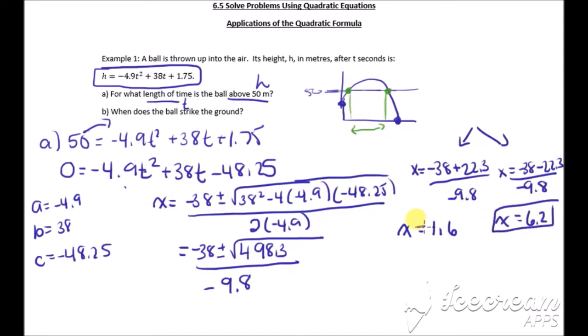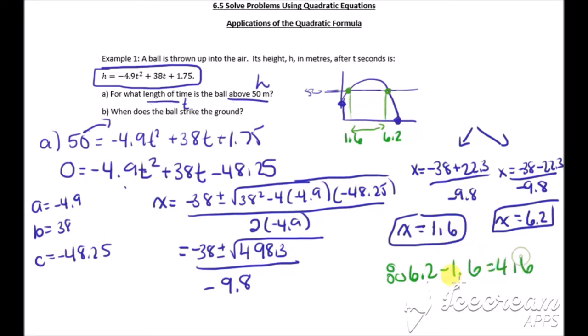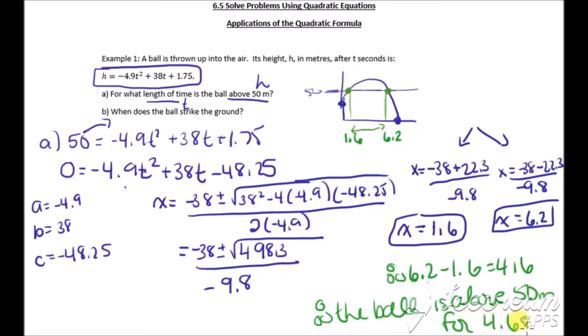Okay, so we know, like on our diagram up here, this is going to be 1.6, this is going to be 6.2. Okay, we're going to have to subtract these. So 6.2 minus 1.6, we're going to get 4.6. Okay, so therefore the ball is above 50 meters for 4.6 seconds, right? It's this duration of time.